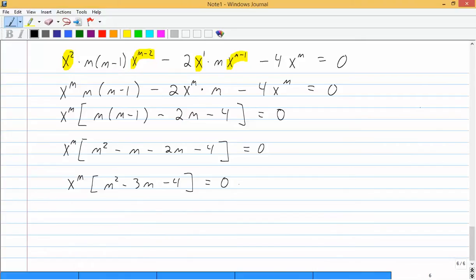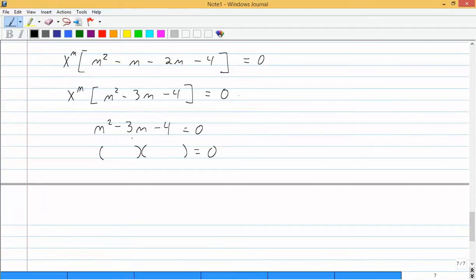Now x to the m will never be equal to 0. There's not a power that I could raise this to and make it 0. It could approach 0, but there's not a power that I could raise that to make that 0. So that means that, hey, look, I have an auxiliary equation. And if it factors, which I hope it does, then we're going to be able to easily solve for m.